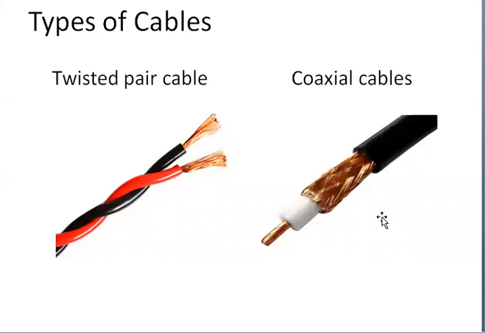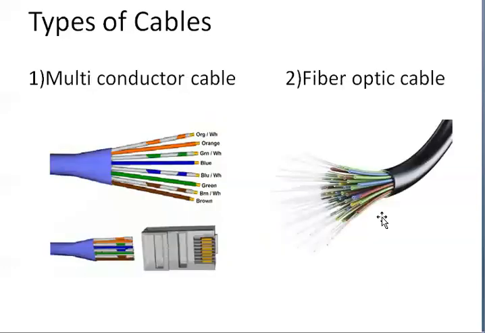It has very less noise when compared to the coaxial cable. And coming to the coaxial cable, it is also called an unbalanced line. It has better performance when compared with the twisted cable. It has high noise when compared to the twisted pair cable. And the next ones are multi-conductor cable and fiber optical cable.